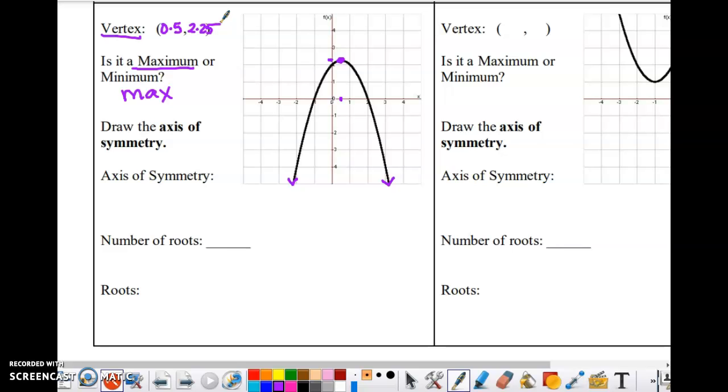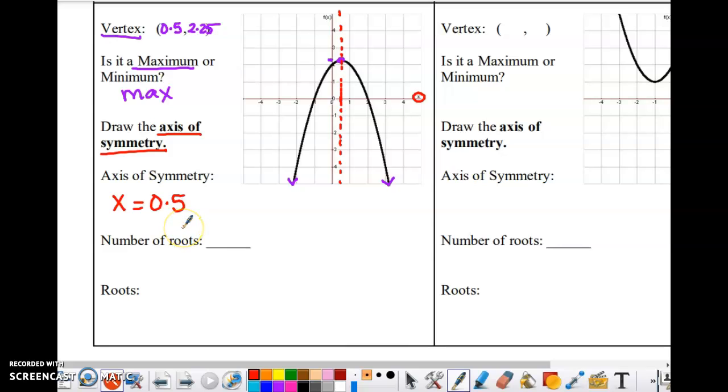The next one says draw the axis of symmetry. So remember, the axis of symmetry goes through the vertex. And it goes right here in between 0 and 1. Right, it crosses the x-axis in between 0 and 1. So that's 0.5. And remember, it always has to start with x equals, so x equals 0.5.